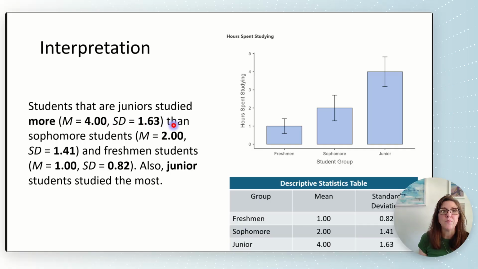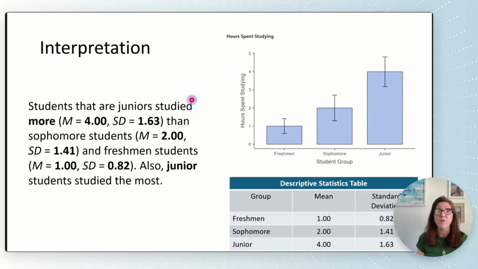And then we would say something like, they studied more than sophomore students with a mean of 2 and a standard deviation of 1.41, and freshman students who had a mean of 1 and a standard deviation of 0.82. And then we could say something like, also junior students studied the most. And we know that. So if we look at this graph here, this is kind of helpful. We'll learn this in Jamovi. This is actually a graph from Jamovi. We can see that freshman was the lowest, then sophomore, and then junior.